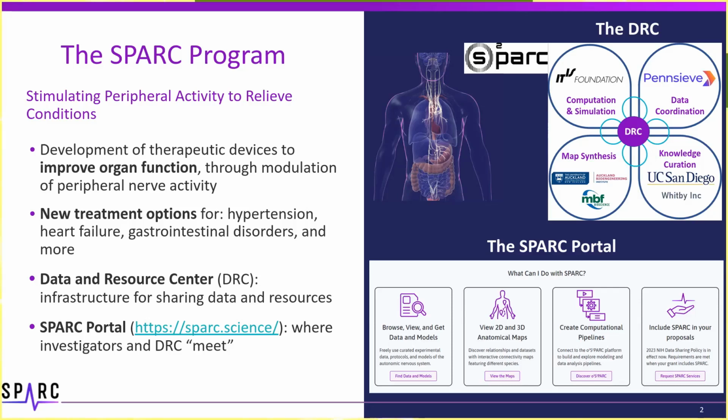The SPARC program consists of investigators, so researchers who produce data, but also the Data and Resource Center, also DRC. So DRC is an infrastructure built around 4 cores. We see them represented here. So we have a computation and simulation core, one for data coordination, for data curation, and one for map synthesis that builds scaffold of the organs.